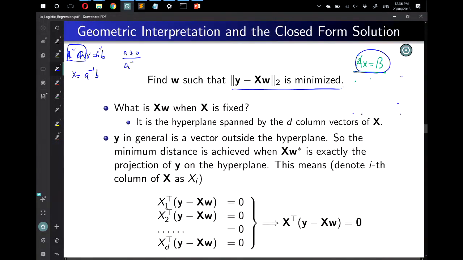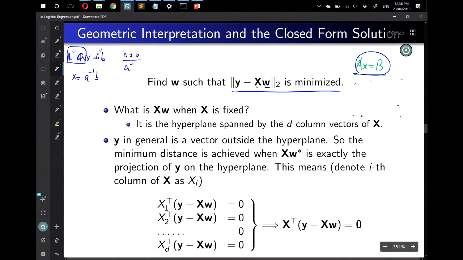And this is exactly our problem. So we are trying to find a W such that if you do X on W, this gives me Y. Again, this is all in vector format. We are trying to find the W such that, if we use this W to do the prediction, the vector Y estimate and Y have the smallest L2 norm.